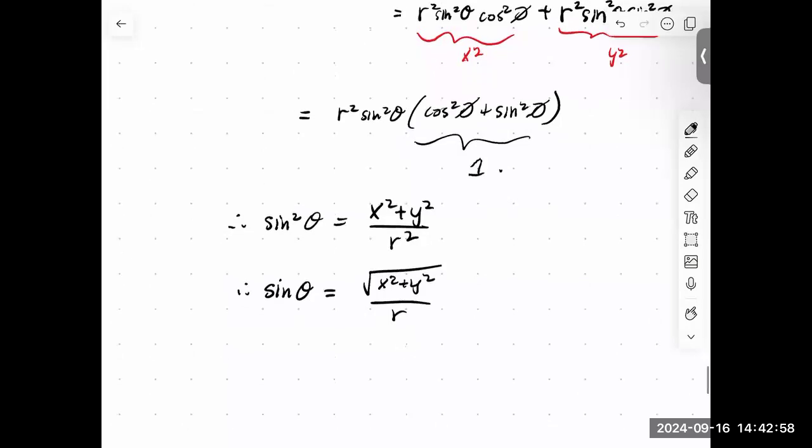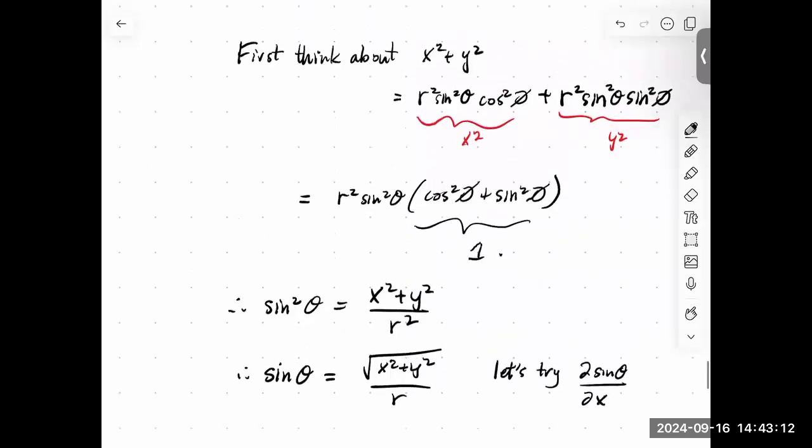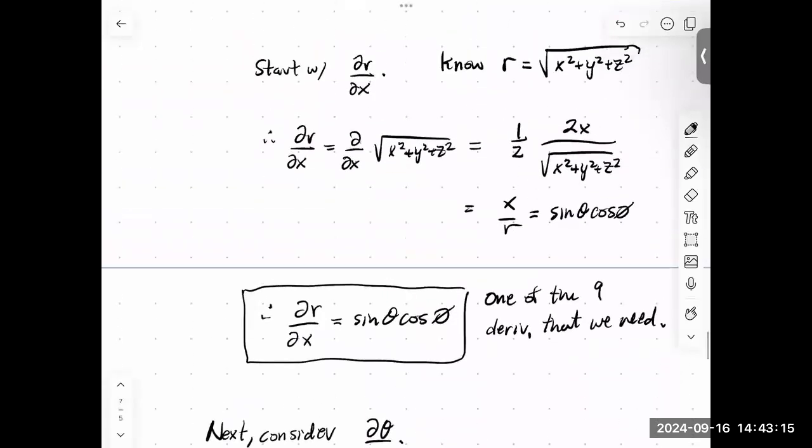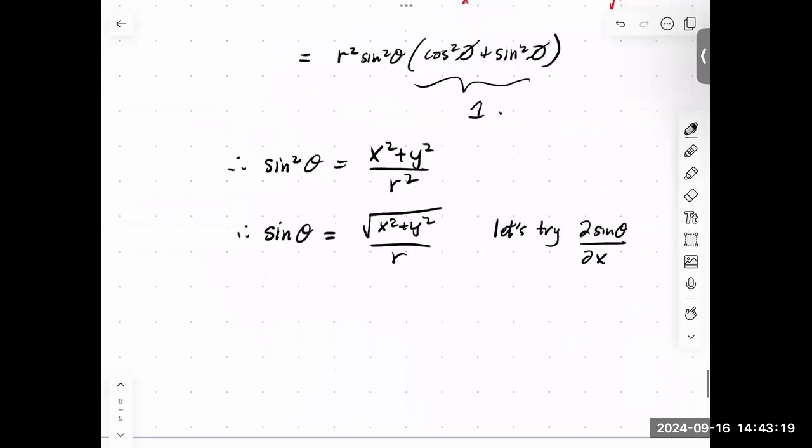What I'm going to do is I'm going to say, okay, let's try d sine theta dx. Okay, and let's remember that we've already worked out dr dx. Okay, so d sine theta by dx is going to be equal to what? Okay, I'm gonna treat this like a product rule. So we're gonna get 1/r. And then we take the derivative of this thing. So what's that gonna be? It's gonna be 1/2 times 2x divided by square root of x squared plus y squared.